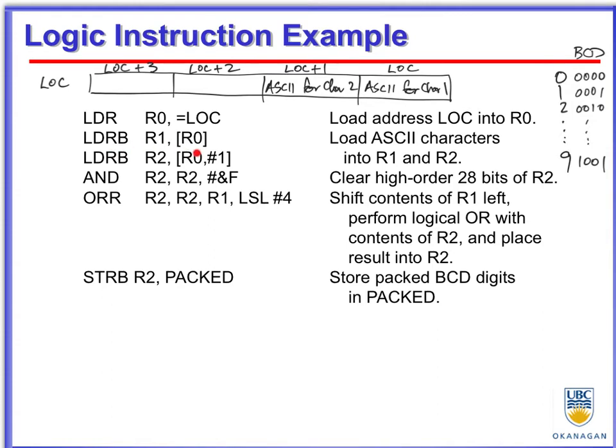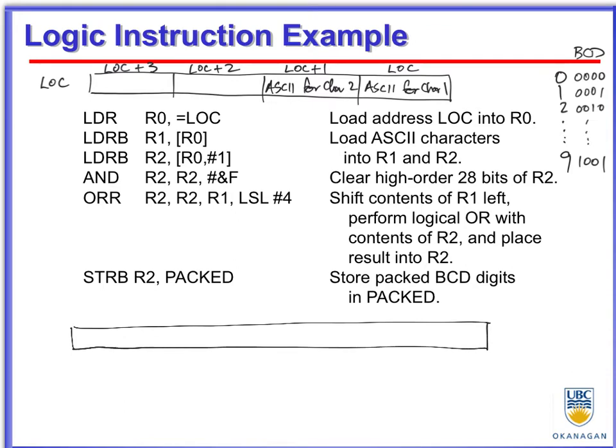So this instruction simply means go to the address that's stored in R0, which is LOC, which is the address for this word, which is the address of the lowest byte, the least significant byte in the word. Go to that address and take the byte that's there and put it into R1. So it's going to read this ASCII code for character 1, which is at that address LOC, and put it into R1.